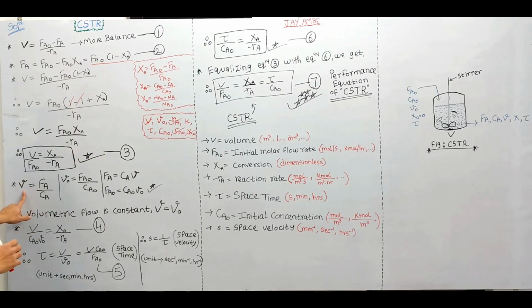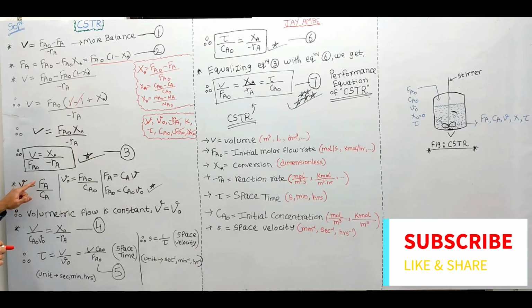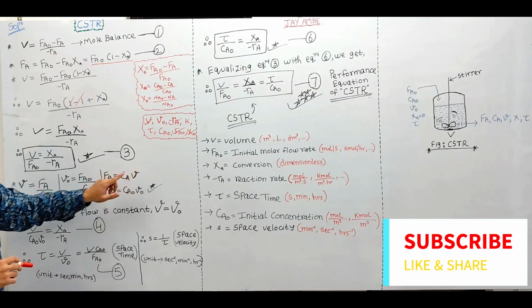So nu, representing the final volumetric flow rate, is the ratio of the final molar flow rate Fa to the final concentration Ca. The initial volumetric flow rate, denoted by nu naught, is equal to the initial molar flow rate Fa naught divided by the initial concentration Ca naught. Making Fa the subject, Fa is equal to Ca into nu.